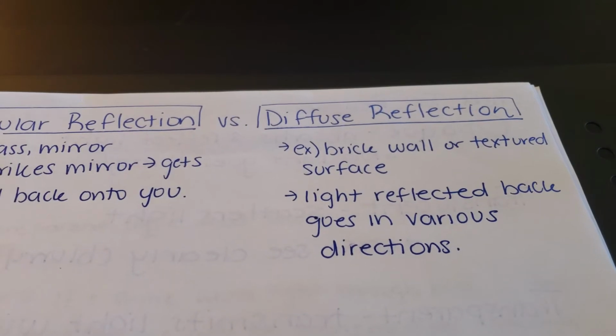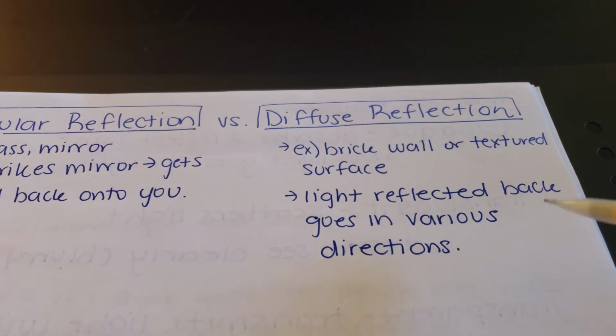And then we talked about diffuse reflection, which is basically when you have a textured surface like a brick wall, something that is not smooth. And the reason that it's called diffuse reflection is that when the light is being hit onto this textured surface and then reflected back, it's going in all sorts of directions. It's not coming back as smooth or in a parallel motion like regular reflection, but it's kind of going all over the place. And so that's why I wrote it goes in various directions.